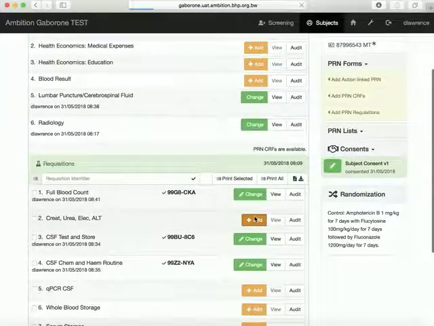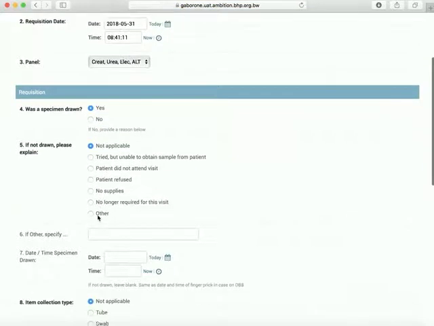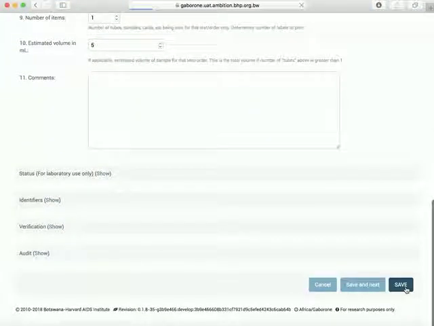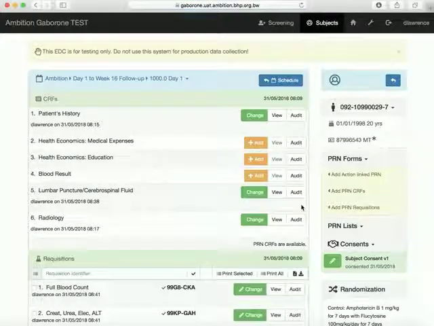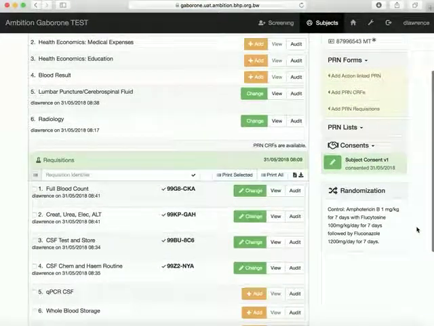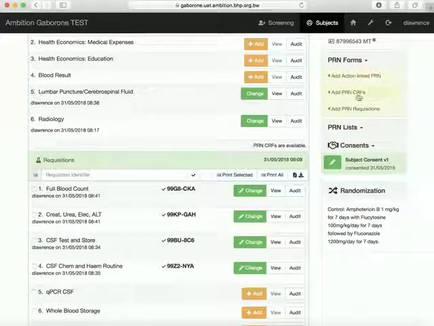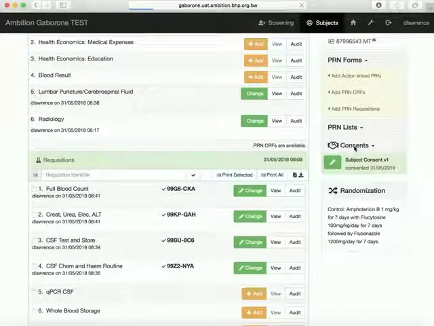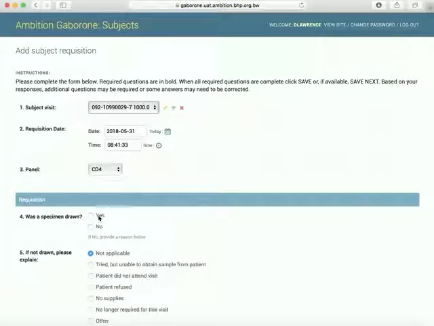And then again for the other sample, you'll become very familiar with this process by the end of the study. But let's say that this patient that I've randomized also probably needs to have a CD4 count because they haven't had one in 3 months. And I can do an add PRN requisition and add on a CD4 count.